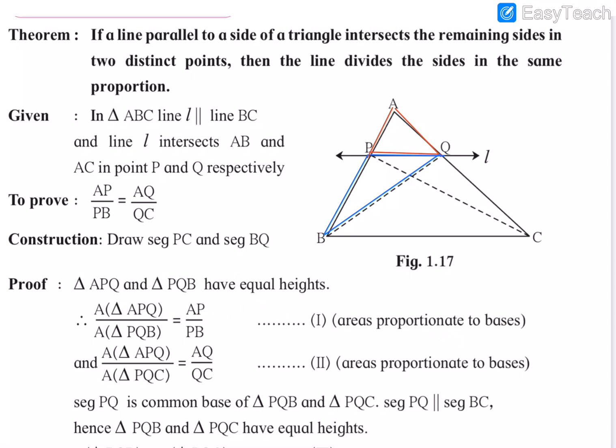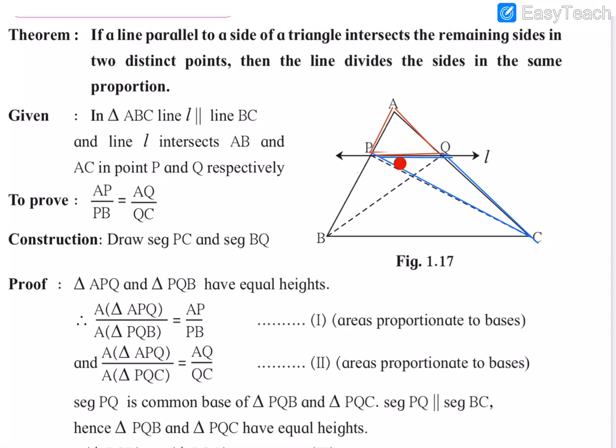So we will find the area by the half b h formula. In the half b h formula, since the heights are common, we will cancel the height, so only base will be remaining. The half will be cancelled and also the height will be cancelled, so b will be remaining. So AP is the base of the first triangle and PB is the base of the second triangle. So according to area proportional to base, we can write area of APQ by area of PQB is equal to AP by PB.